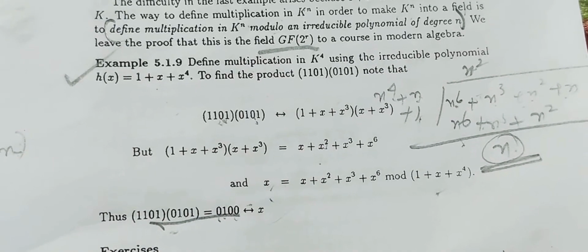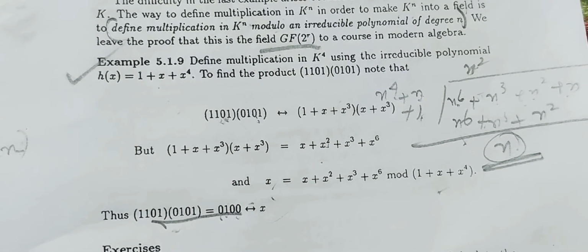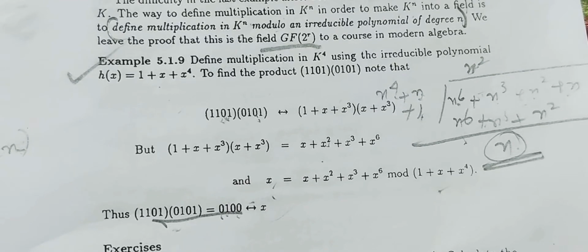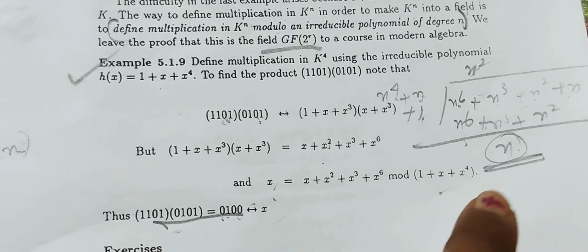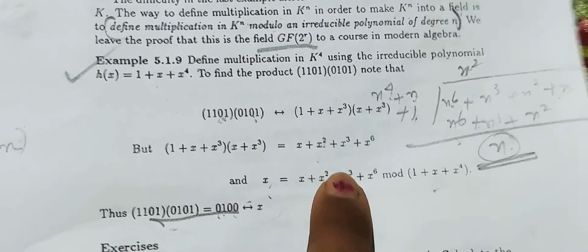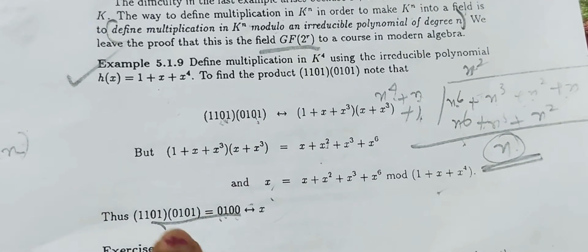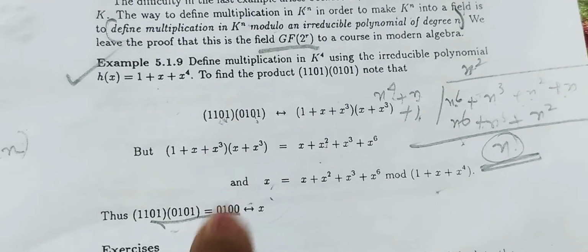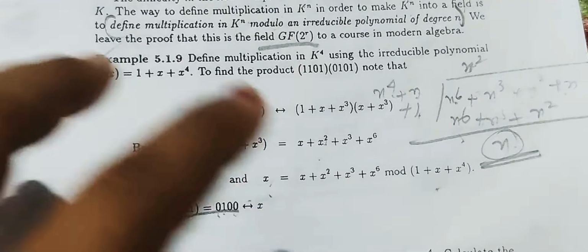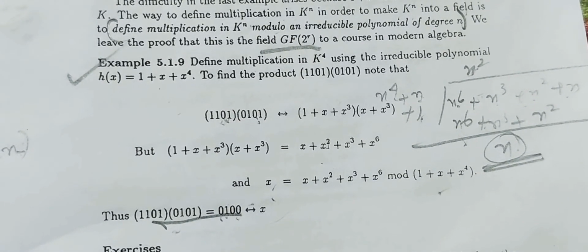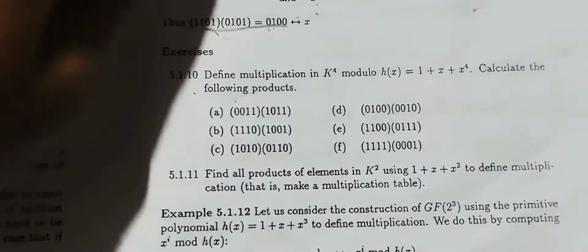So this is how we do it. First we convert the word into a polynomial, find the product, then we take it under modulo, here 1 plus x raised to 4, so we divide. Then the remaining terms, the remainder we get is x. So this polynomial is congruent to x. So what does that mean? The product of these elements is x. That means 0 1 0 0. This is how we find the product of two elements under modulo h of x. Clear? So you have to find this one.